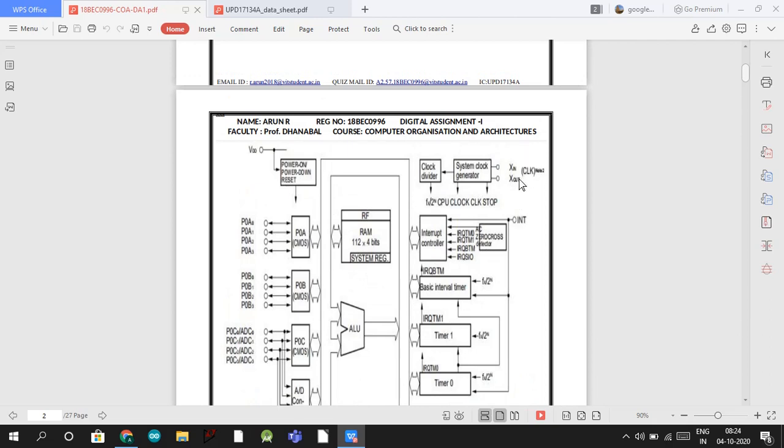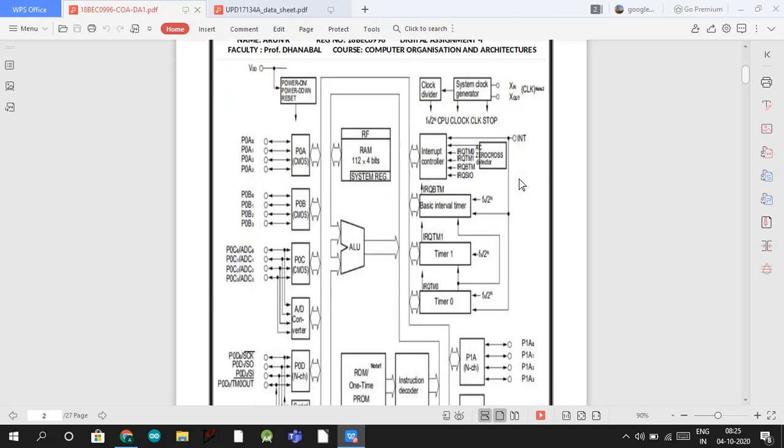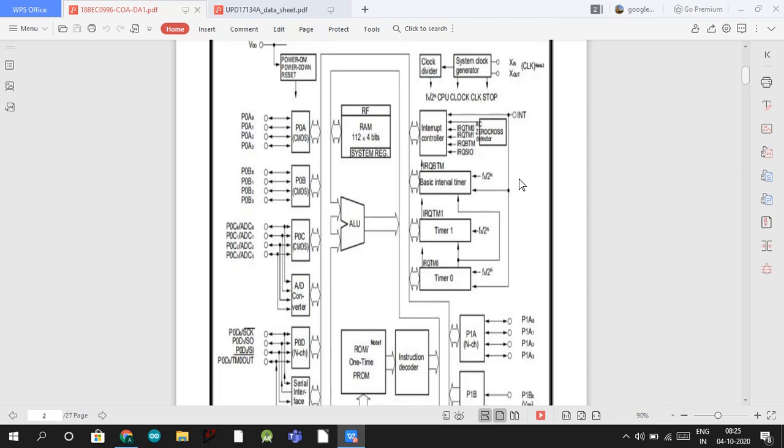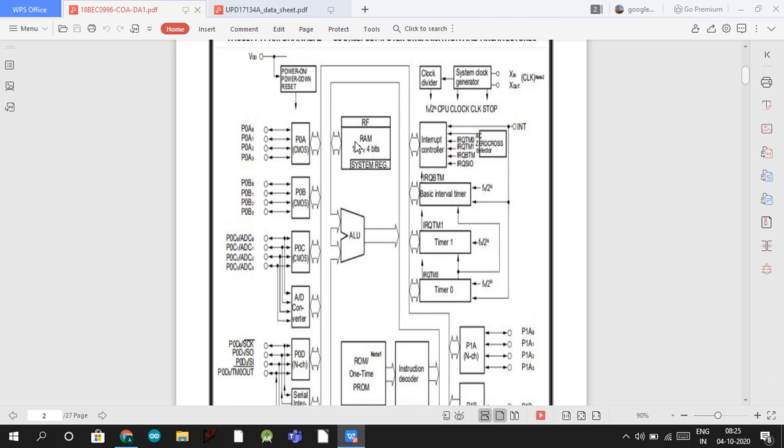Here you can see P0C, P0B and P0A, which are CMOS, and P0D, which is N channel. This means CMOS acts as a CMOS push-pull output and N channel acts as an N channel open drain output. Here the RAM capacity is 112 x 4 bits, and the ROM capacity is 1024 x 16 bits, which means 2 kilobytes, and the stack capacity is 5 x 10 bits.